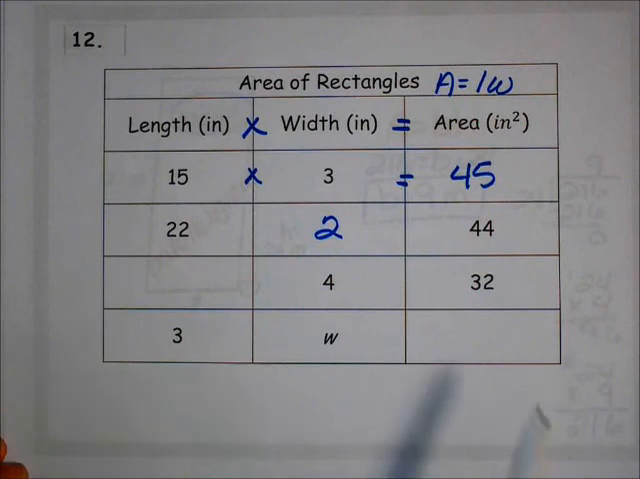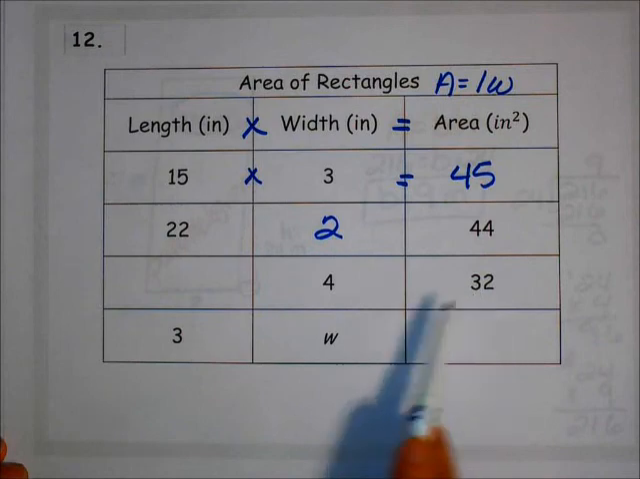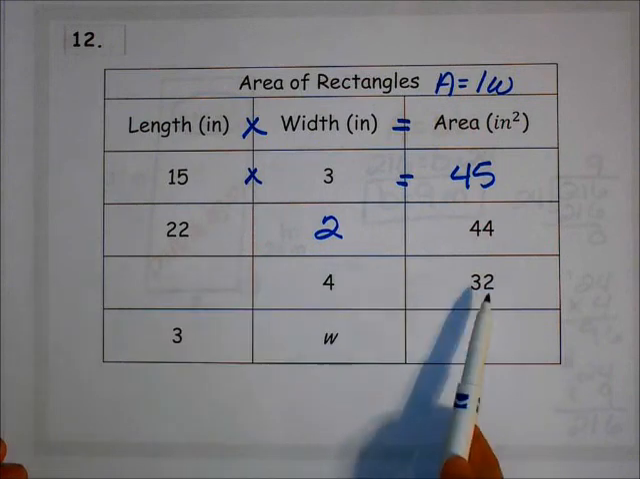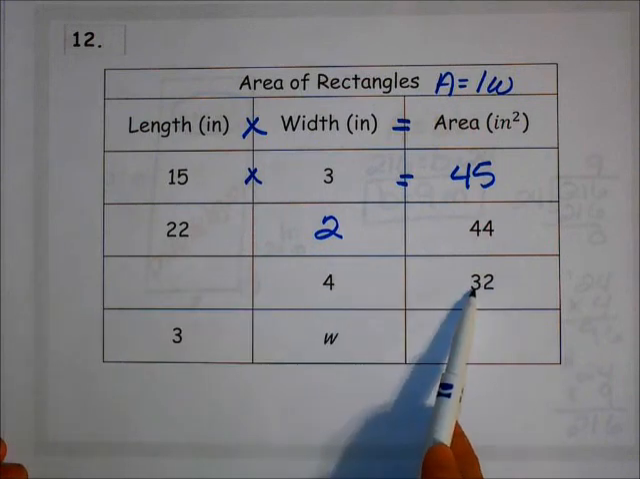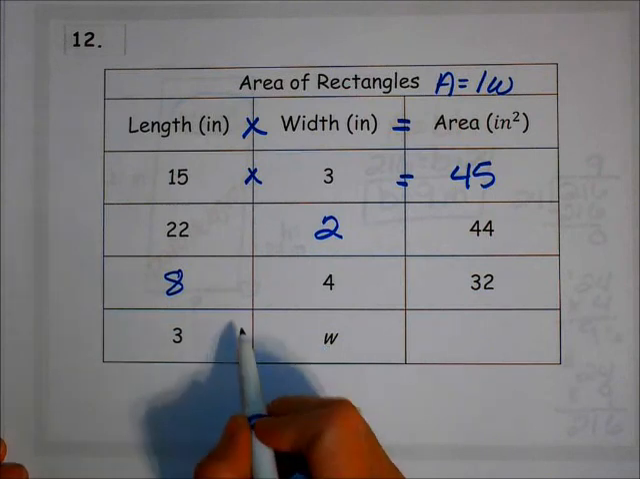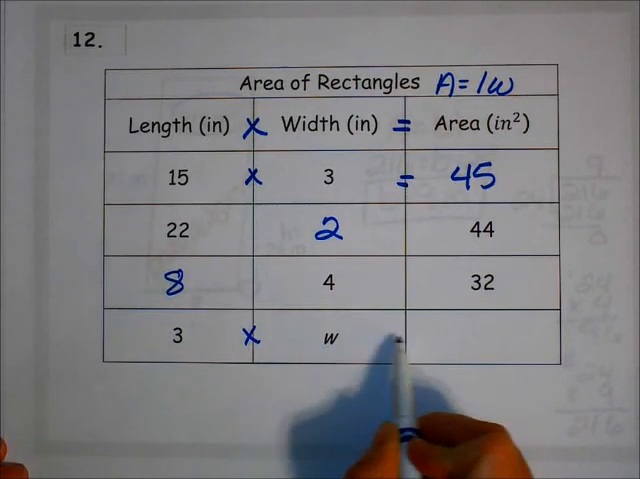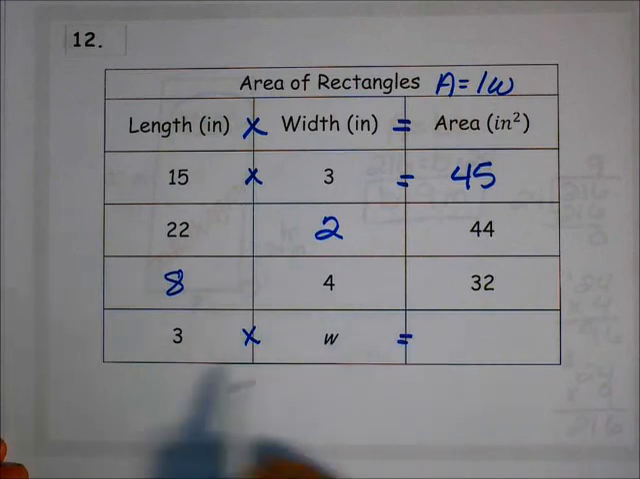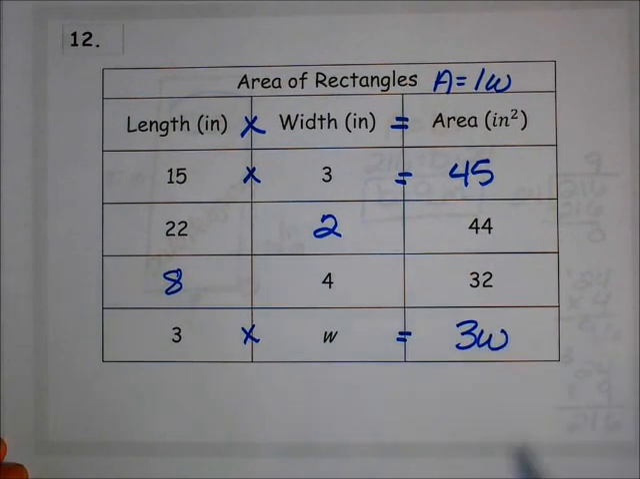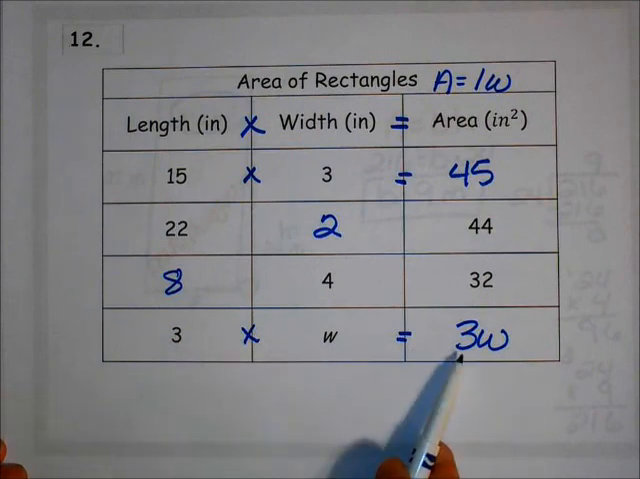Let's look at the next row. I know the area is 32 and the width is 4. So how can I find the length? You're correct. I can divide the area by the width. So 32 divided by 4 is 8. Now let's look at the next row. Notice instead of putting in a number, I left a variable. So I know I'm supposed to multiply the length times the width to equal the area. So we know how to multiply 3 times W. And we know that the correct way to write 3 times W is just 3W. So the area of this rectangle is 3W.